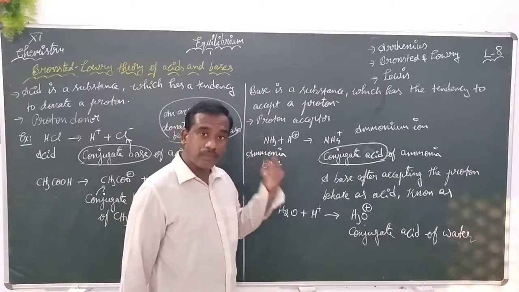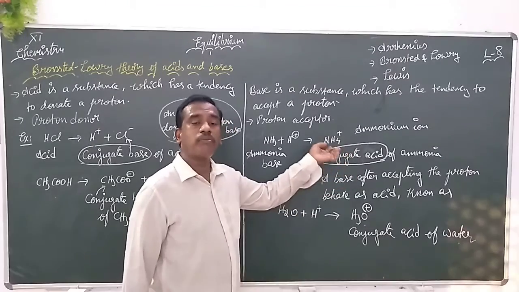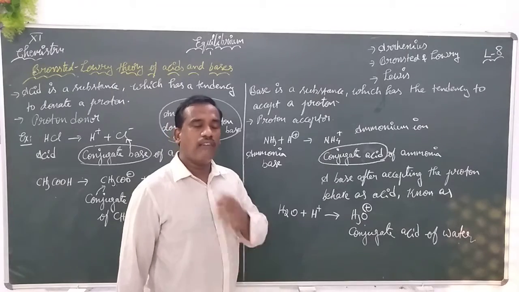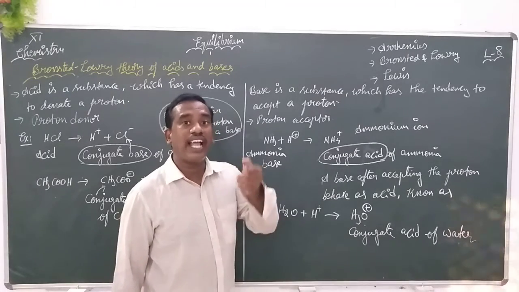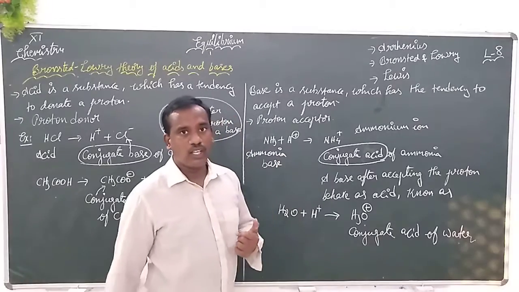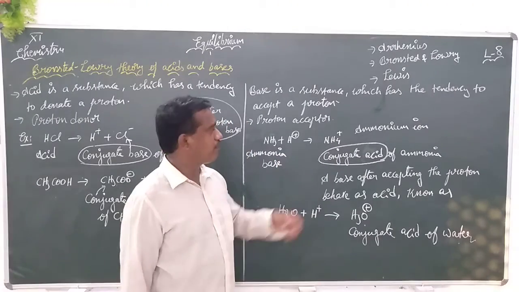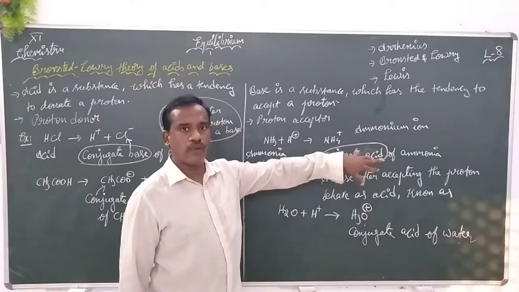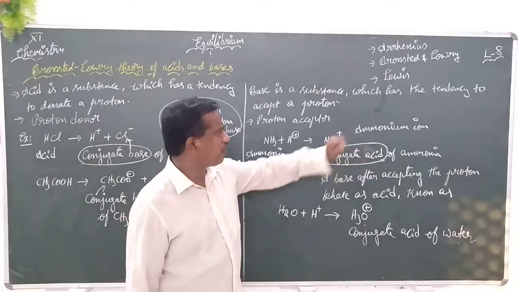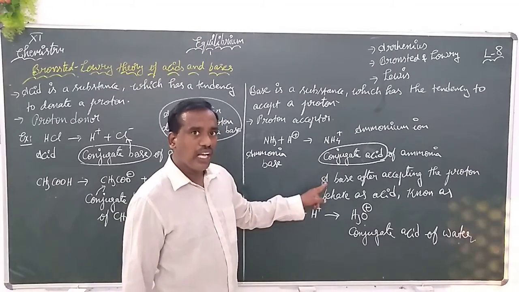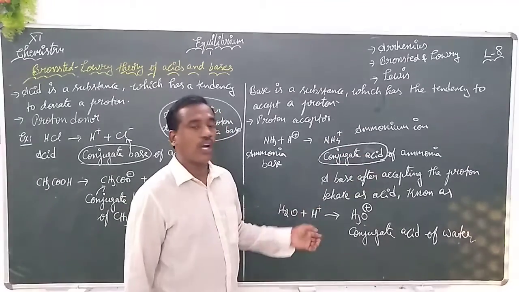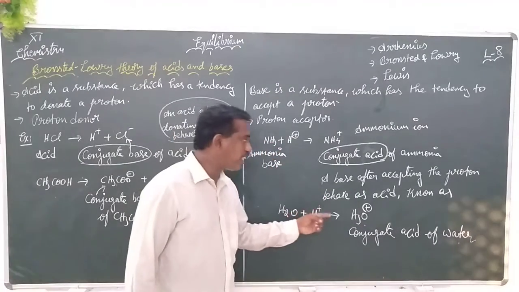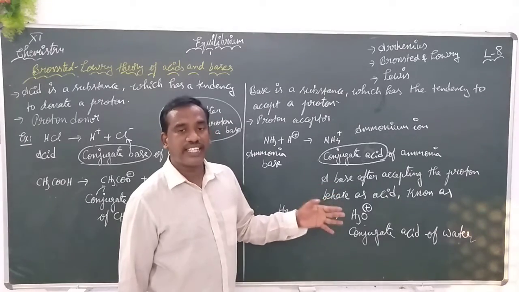But after accepting the H plus ion, it forms a positively charged species. The formed positively charged species we call the conjugate acid of this base. Now NH4 plus I am calling the conjugate acid of ammonia. What is a conjugate acid? We have the definition here. A base after accepting the proton behaves as an acid. This is called the conjugate acid.